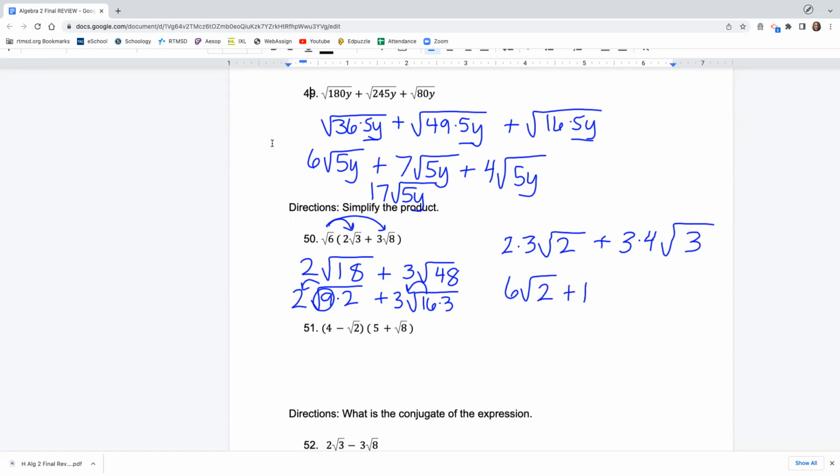There's nothing you can do here with this because these don't have the same stuff on the inside, so you're left with 6 square root of 2 plus 12 square root of 3.